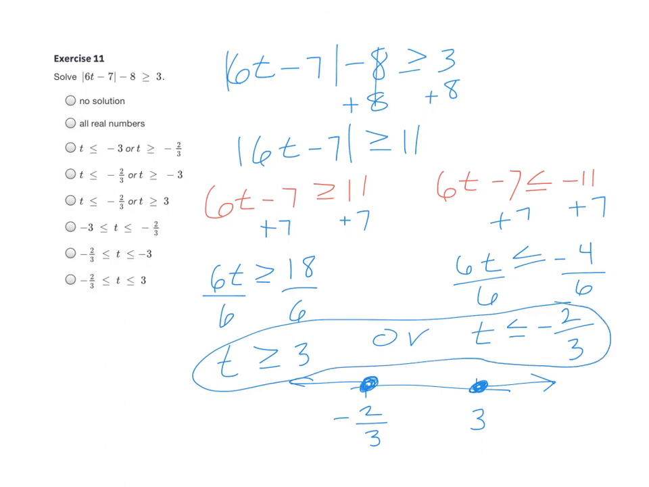See if we can find it. So we're going to get rid of all the ands. Let's see. T is greater than or equal to 3. T is less than or equal to negative 2/3. So it's this one right here.